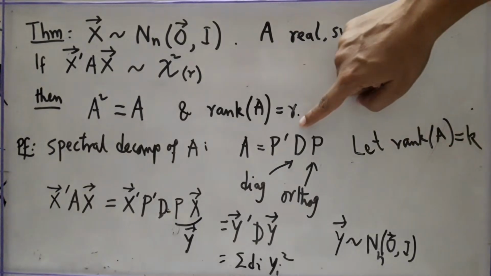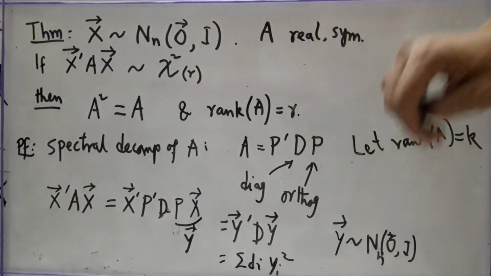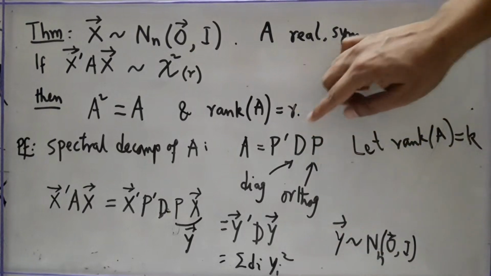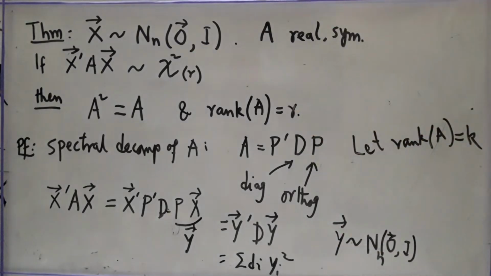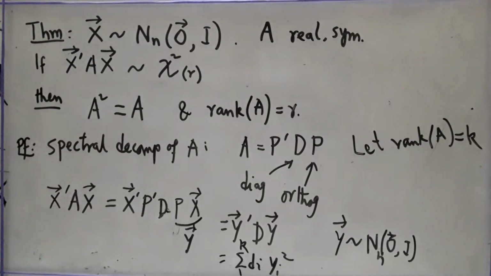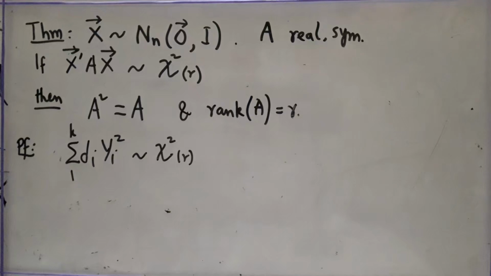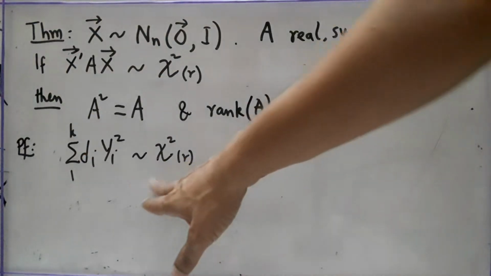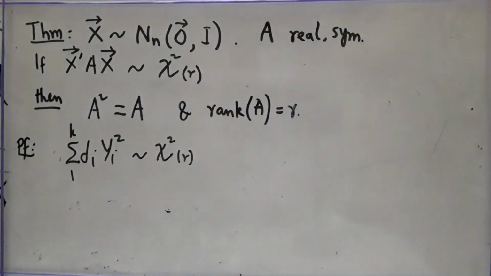So only k of the diagonal entries of D will be non-zero, the remaining will be 0, and I can assume without loss of generality that the non-zero ones will be the first k of the di's. So this sum will go from i=1 up to k, because the remaining terms will not contribute anything. So we have summation di yi squared, i going from 1 to k, has chi-square with r degrees of freedom.